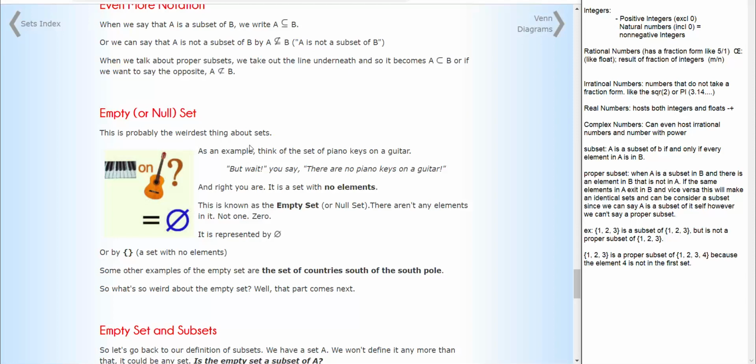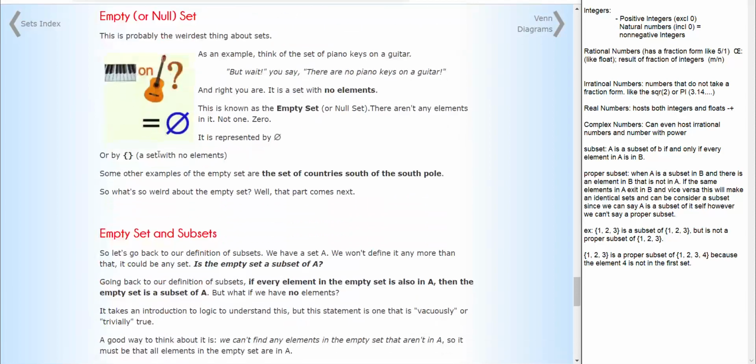Now, this is probably the weirdest thing about sets. As an example, think of the set of piano keys on a guitar. What? There are no piano keys on a guitar. And right you are. It's a set with no elements. So it's an empty set, a null set, represented by just empty brackets. Some other examples: the set of countries south of the South Pole.